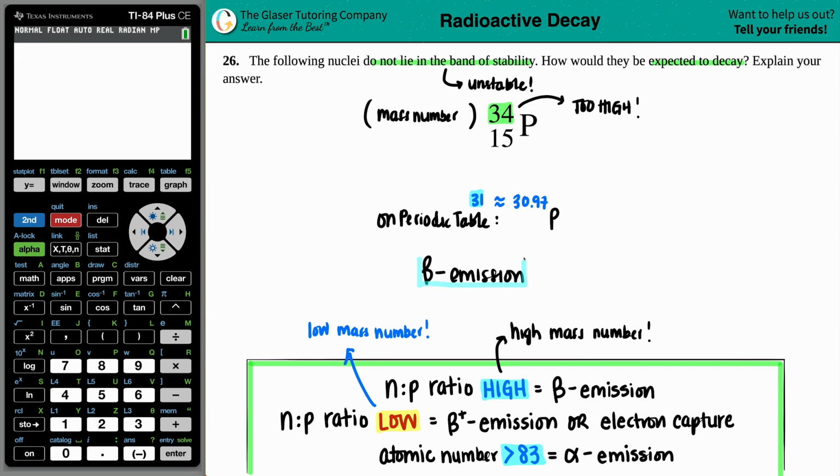Now, explain your answer is literally everything that we just did, right? Talk about the high N to P ratio. We've got to bring that down, and the only way to do that is by releasing an electron. Now, just know that we weren't talking about alpha emission because we don't have an atomic number that's greater than 83. That's the general mode of decay for those big guys. So in this case, it's just beta emission, and that's it.